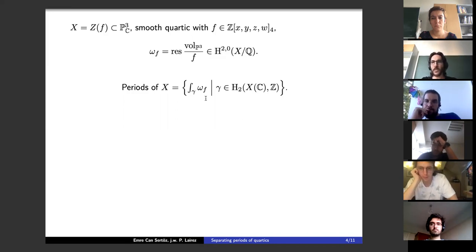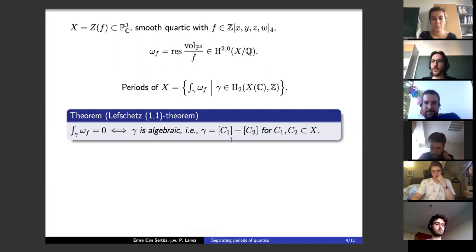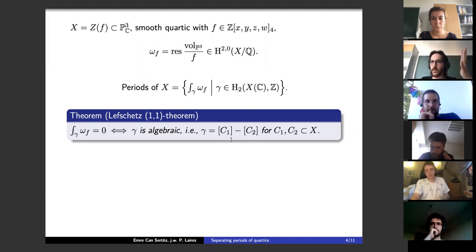And this is given to us by the Lefschetz (1,1) theorem. So this Lefschetz (1,1) theorem replaces this humongous period conjecture. So this is now a simple theorem, something we know to be true. And it says that any of these integrals is 0 precisely when the domain of integration gamma is algebraic. And if you want to think of curves on surfaces, then you can say gamma is represented as the difference of two effective cycles, each cycle being the homology class corresponding to a curve, possibly non-reduced or not irreducible.